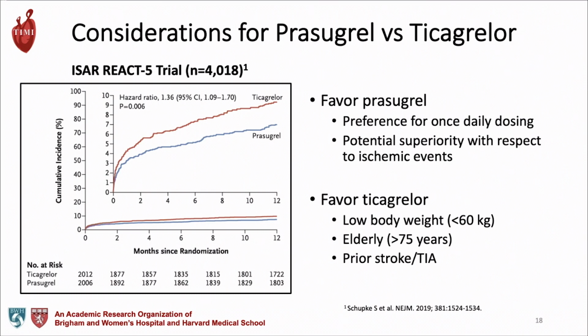And so a couple of things come into play when deciding which of these agents to use. Prasugrel is dosed once daily, and so for patients who prefer once daily dosing, prasugrel is generally the option. And because of the data that I just shared with you, there's a potential superiority with respect to reduction in ischemic events with prasugrel. So that's another reason you might favor prasugrel. On the flip side, based on the initial TRITON-TIMI 38 study, there were a couple groups that were particularly high risk for bleeding with prasugrel, and those are patients in whom you might favor ticagrelor or even clopidogrel in some circumstances. That includes patients who are very low body weight, patients who are older, namely above the age of 75, or patients who have a prior history of stroke or TIA.